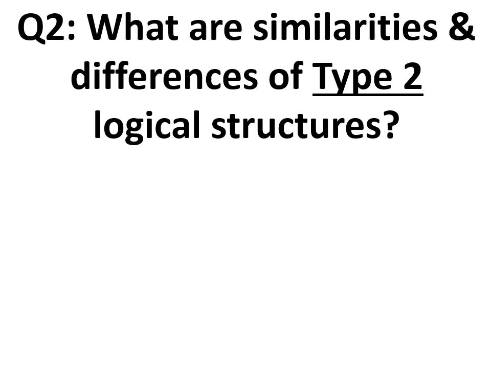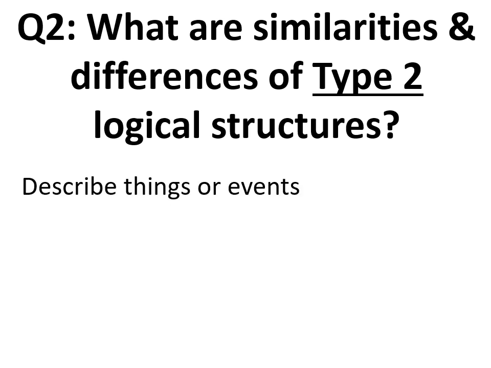Okay. In terms of these type 2 logical structures, so descriptive research, case study research, and historical research, we want to think briefly about how they are similar and how they are different from each other. So they all describe things or events, often how things seem to have happened or been experienced by those who experience them.